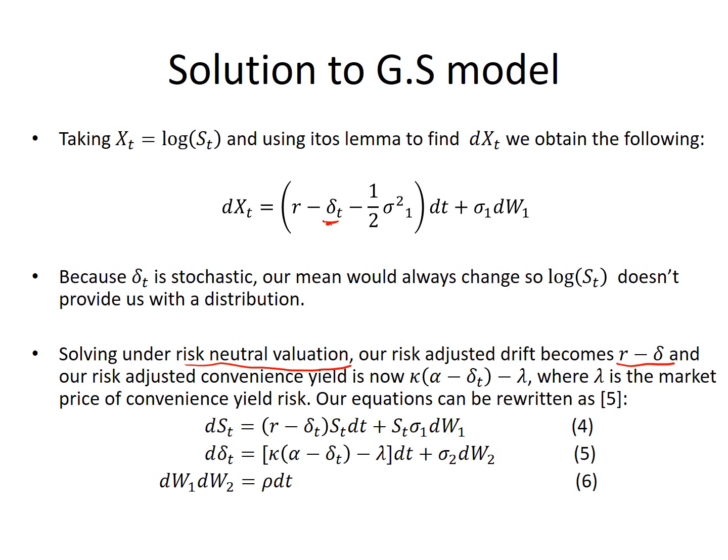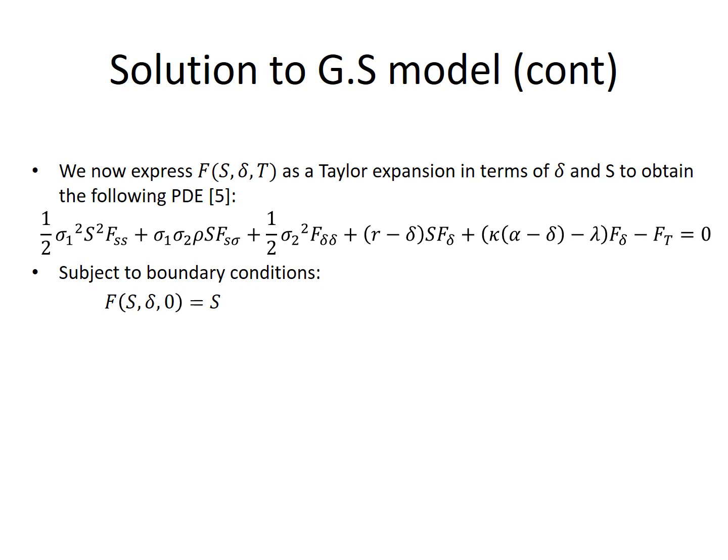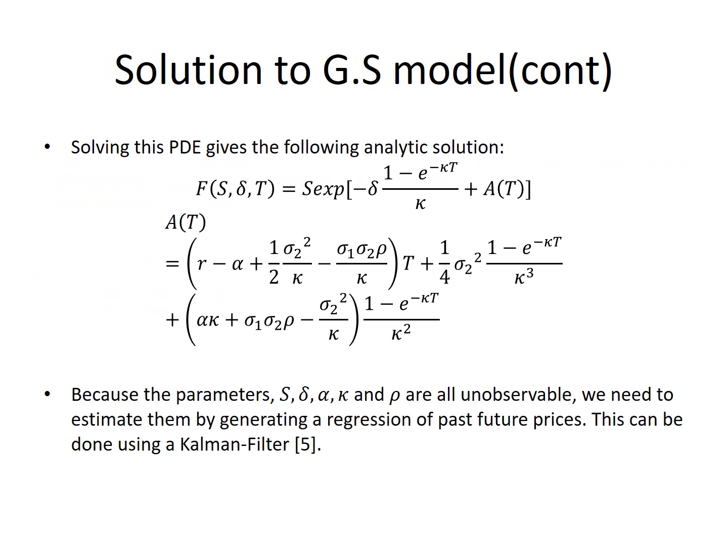Okay, so we can rewrite our equations like this: 4, 5, and 6, and then we solve. So we express our future as a Taylor expansion in terms of delta and S to obtain the following PDE, and then we solve it according to these boundary conditions. And as you'll see in the next slide, we obtain an analytic solution. So this is our analytic solution.